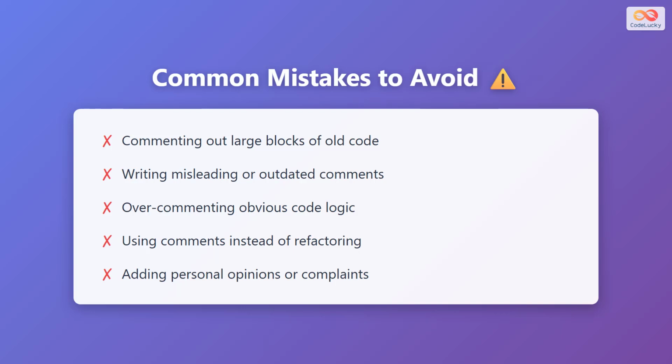Avoid these common commenting mistakes. First, don't leave large blocks of old code commented out. If you need version history, use a version control system like Git instead. Second, never write misleading or outdated comments. They cause more harm than good by sending future developers down the wrong path. Third, avoid over-commenting obvious code logic. If the code is self-explanatory, additional comments just add clutter. Fourth, don't use comments as a substitute for refactoring. If code needs extensive comments to be understood, consider rewriting it to be clearer. Finally, keep personal opinions and complaints out of comments. Maintain professionalism in your documentation.